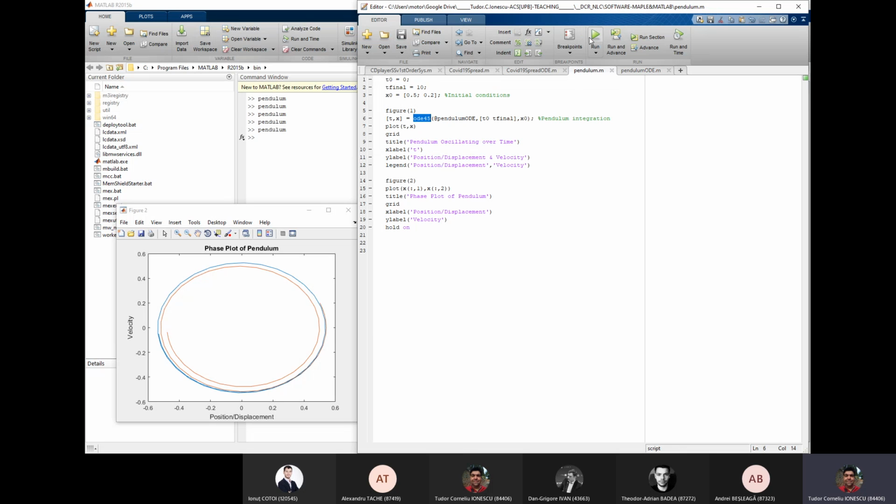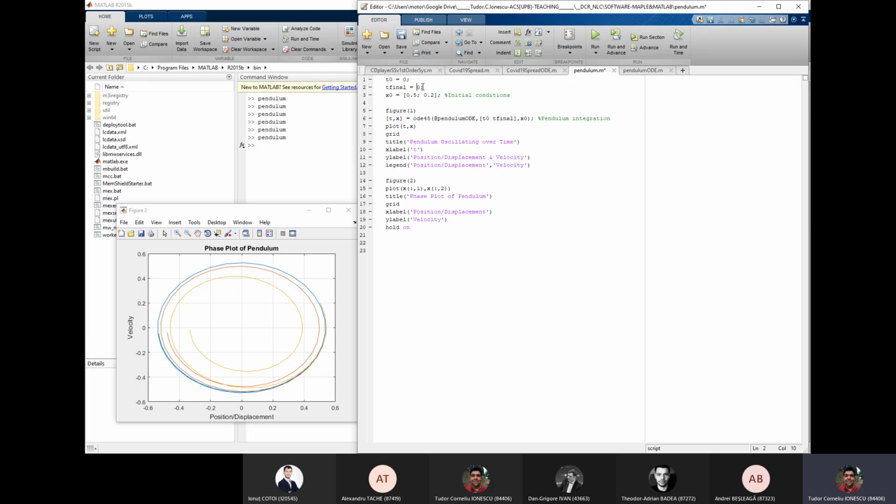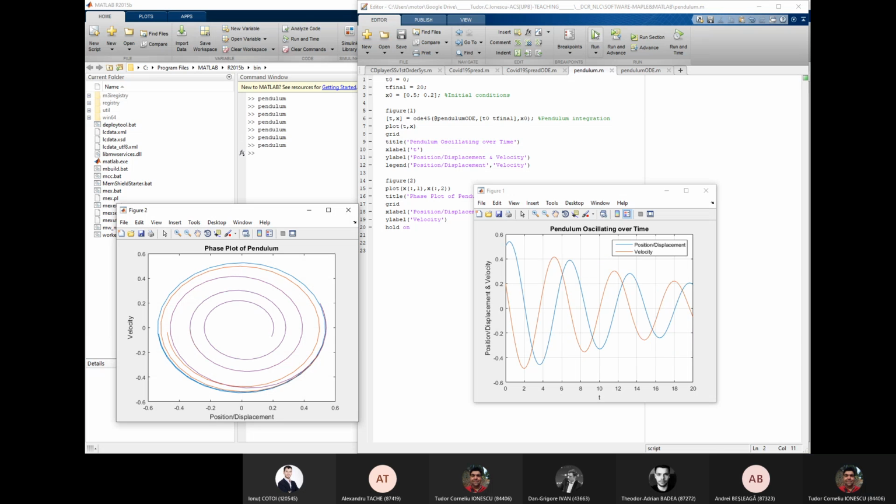Now you plot this. You see, the movement is fading. Yeah, the movement is fading, and it's going towards 0. So this is the real behavior of the nonlinear pendulum.